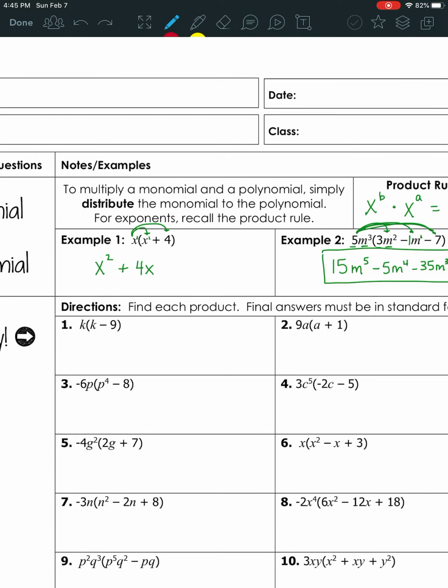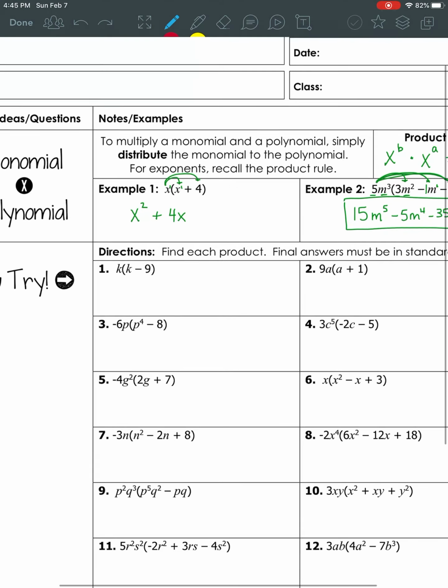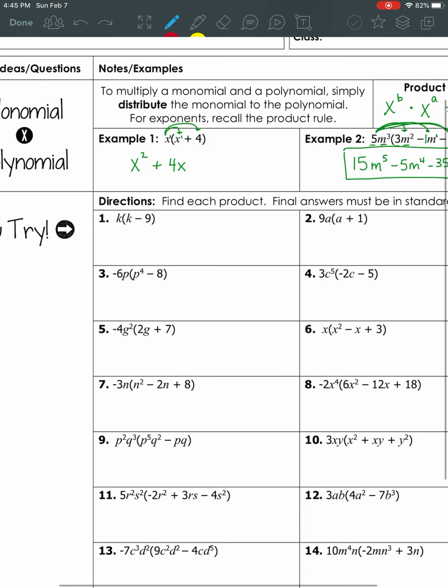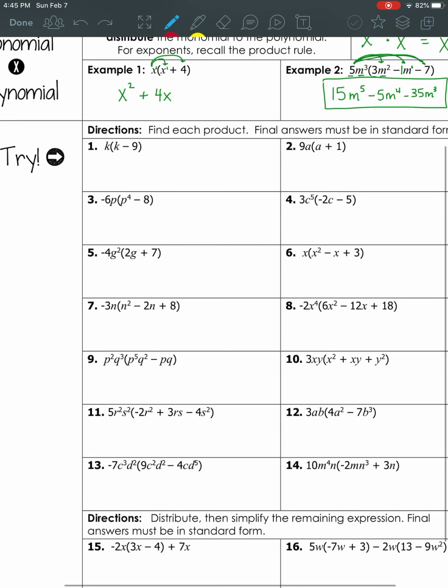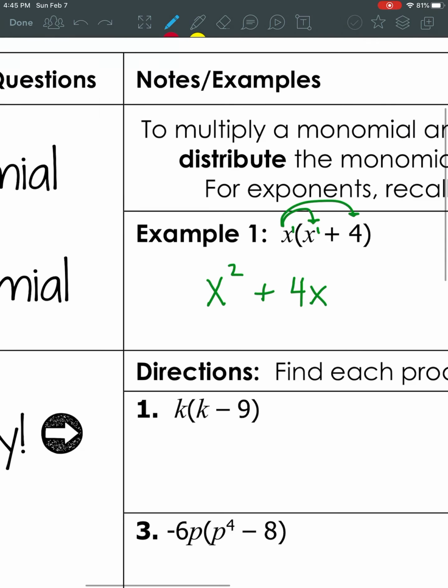So I will start off doing a couple of examples with you. What I will probably do is go down the left side, so doing the odds, and then leave the right side, the evens, for you to complete on your own. So very similar to that first example we did, k times k is k squared, minus k times 9, we get minus 9k.